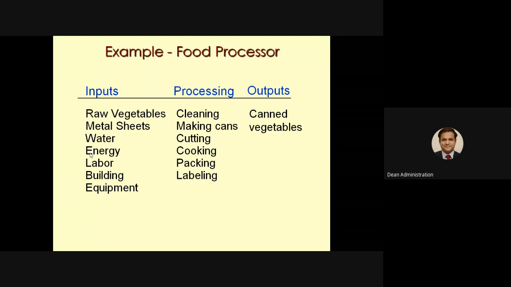These are all the various types of processing activities. And then you have finally various outputs, right? They are basically the canned vegetables. There may be various categories of them. They may be pure boiled, maybe some spiced up ones, various product ranges there. So one can basically see from this how inputs are done, what is processing and what is output.